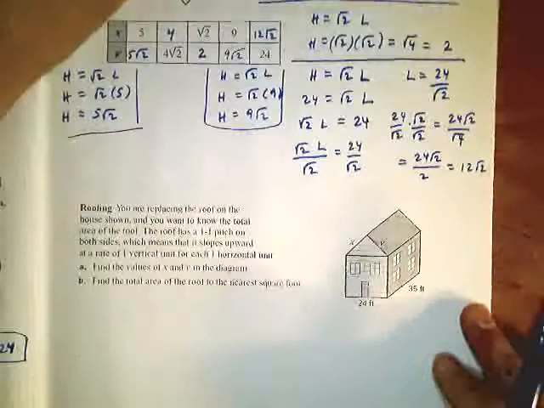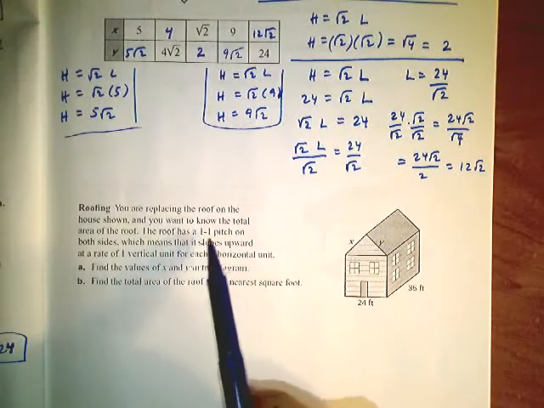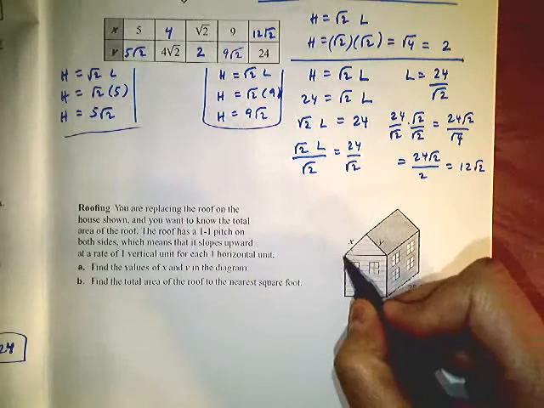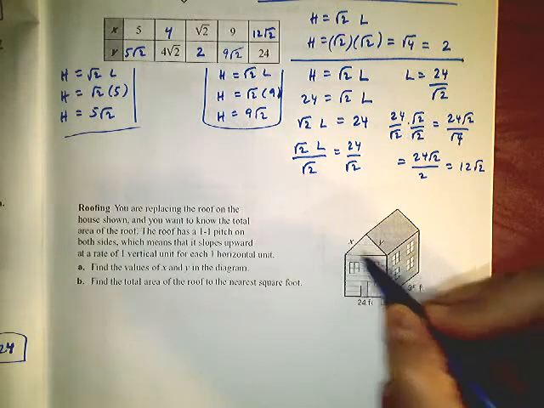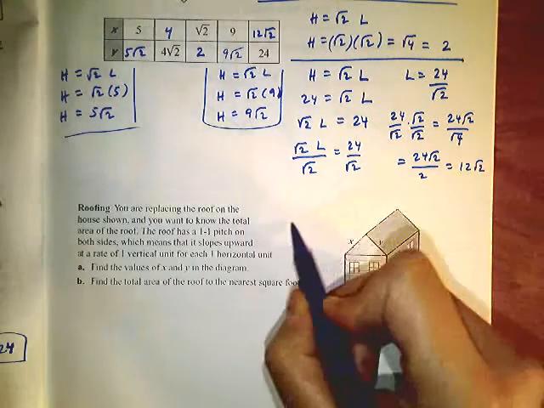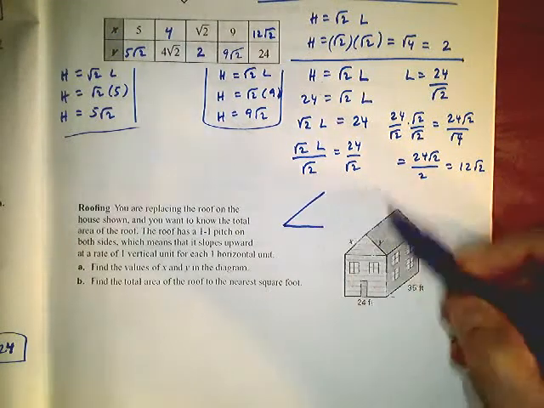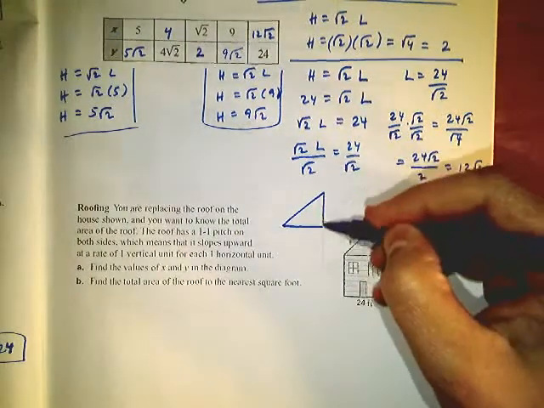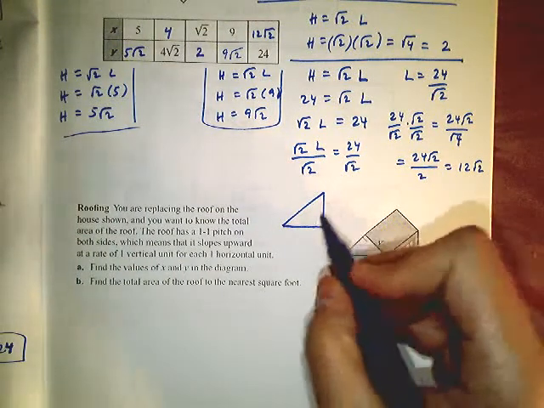And then the last example for this section is a real world problem. It basically says that this roof has a 1-to-1 pitch, which means that for every foot that it goes in towards the center of the house, it goes up 1 foot. Now, what that means is that you're going to have a special type of triangle once you get to the top of the roof line.